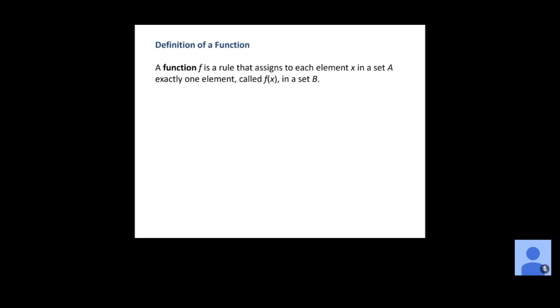Okay, so we'll start out here with what's the definition of a function. A function is a rule that assigns each element x, which is in a set A, exactly one element called f of x, which is in a set B. In other words, for every x value of your function, there can only be one y value. If there's ever more than one y value for a given x, then we no longer have a function. So for every x, there's exactly one y. That's what this definition tells us.